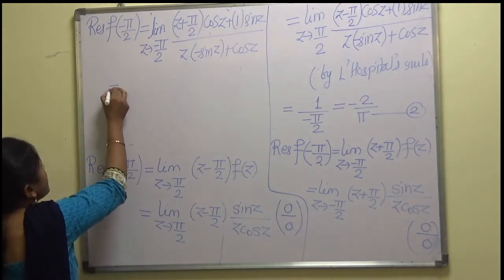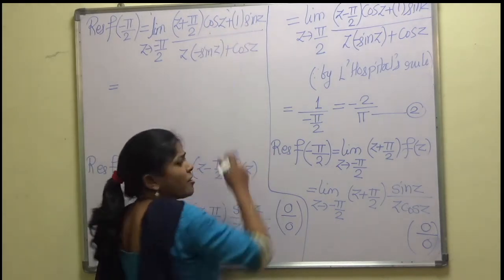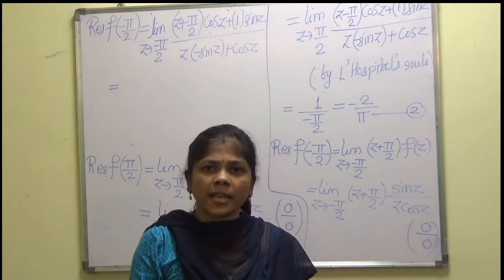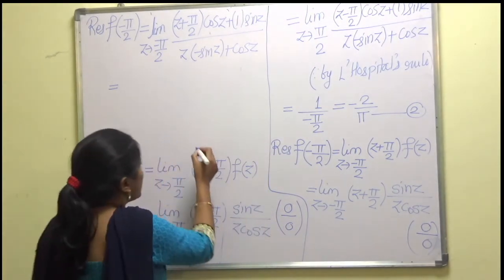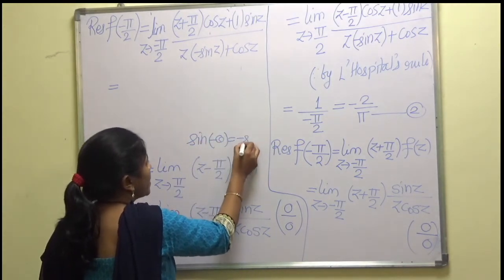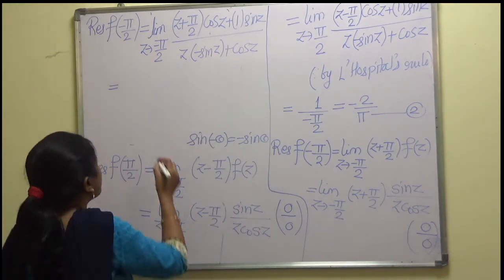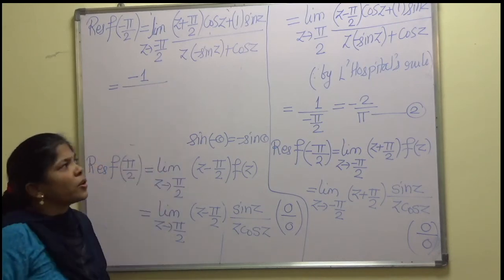Now just apply the limit, put z as minus pi by 2. So this becomes 0. What is sine of minus pi by 2? Sine of minus pi by 2 is minus sine pi by 2. We are using the formula sine of minus theta is minus sine theta. So sine of minus pi by 2 is minus sine pi by 2, and sine pi by 2 is 1. So we have minus 1 in the numerator.